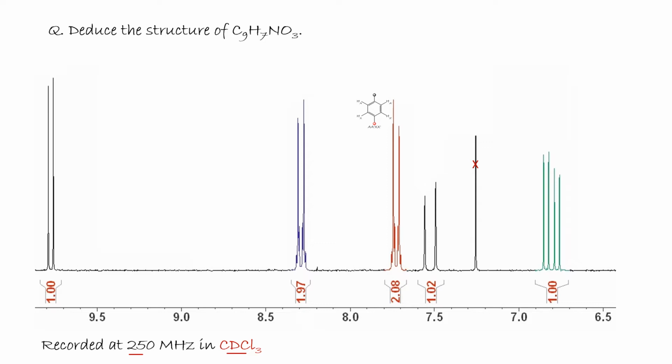Since we have the molecular formula, we can calculate the unsaturation number. The unsaturation number U equals the number of tetravalent elements plus 1, minus half the monovalent elements, minus the number of trivalent elements. So we have 9 carbon, 9 plus 1, half of the monovalent, we have 7 hydrogen, and trivalent we have 1 nitrogen, and that makes the unsaturation of 7.